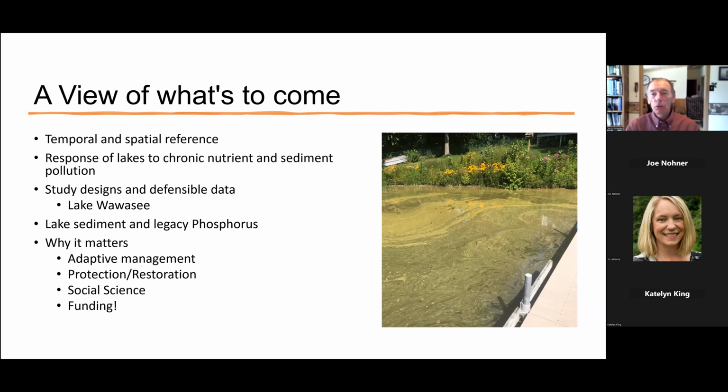Data leads to solid adaptive management programs. It leads to protection and restoration using data and solid science. And then also social science is an important part, that interaction between those outside of our specific area of science and being able to relate information to them, because they certainly are part of the decision making that goes forward. And then of course, funding. Funding for lake assessment and lake restoration is woefully inadequate. And I may mention that a couple of times because we've got a big job ahead of us.